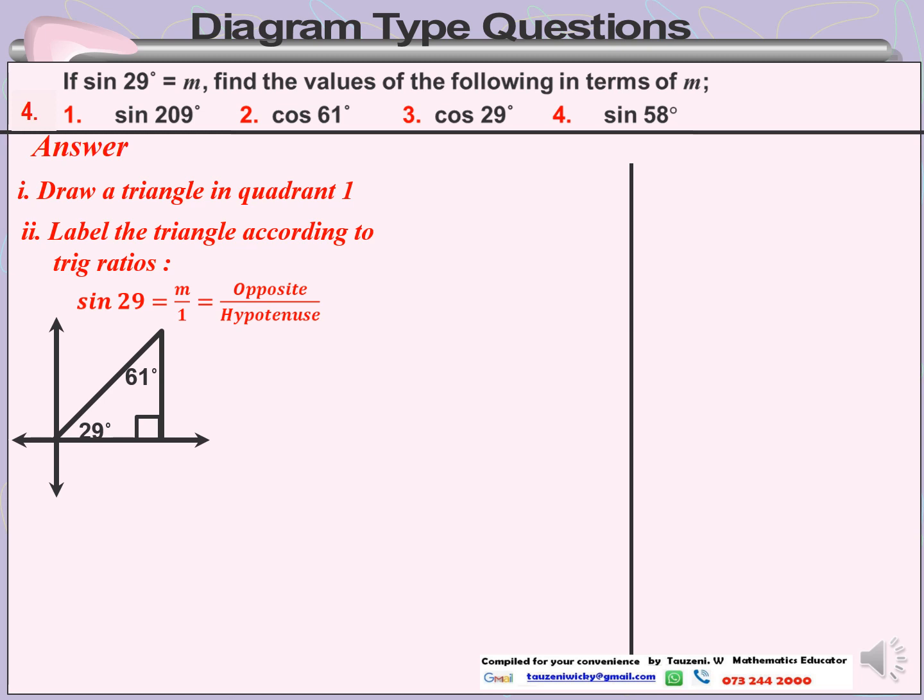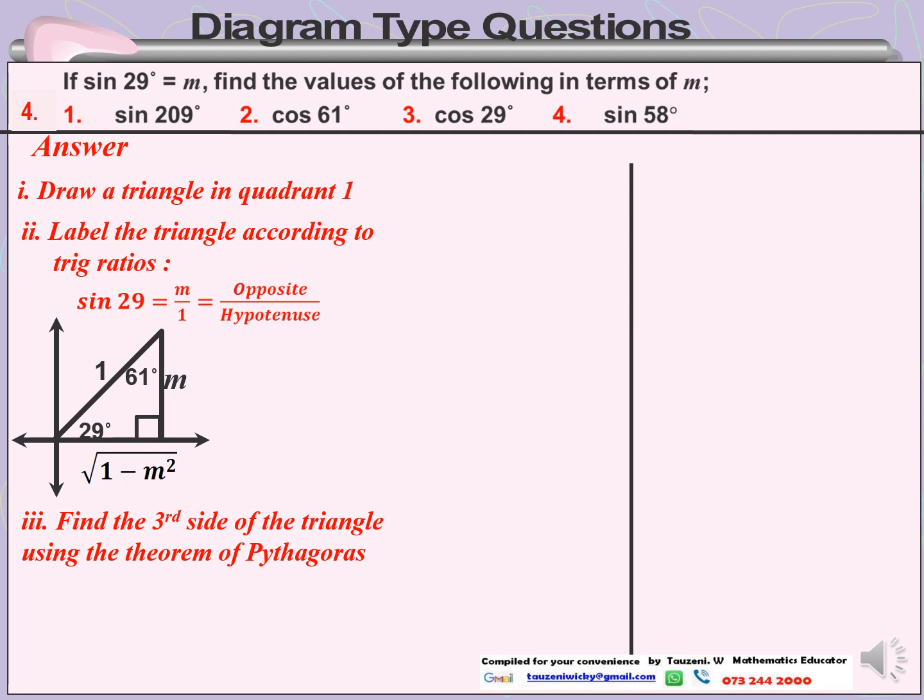Then we know that angles in a triangle add up to 180. After putting the 29 degrees, we can calculate the value of the third angle using the idea that angles in a triangle add up to 180. Then label the triangle according to trigonometric ratios of right angles, and then calculate the third side using the theorem of Pythagoras. Once you are done, you can now answer the question.